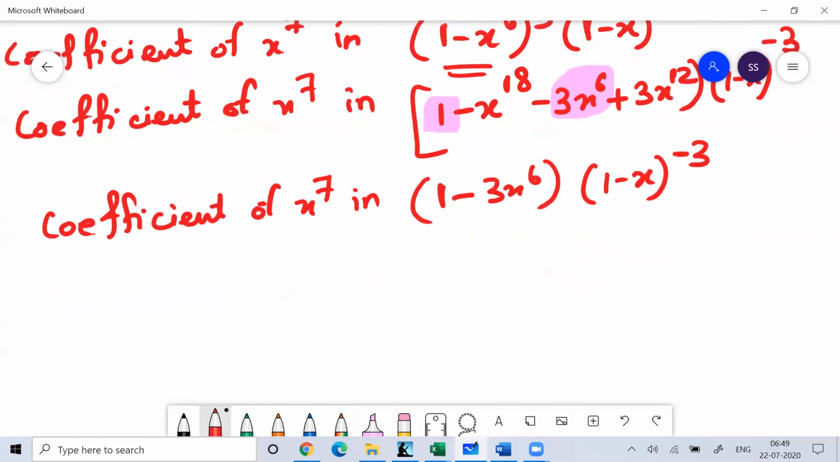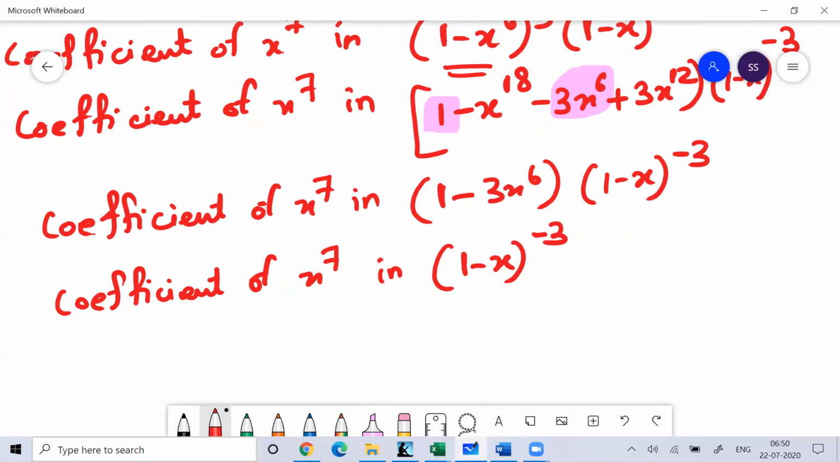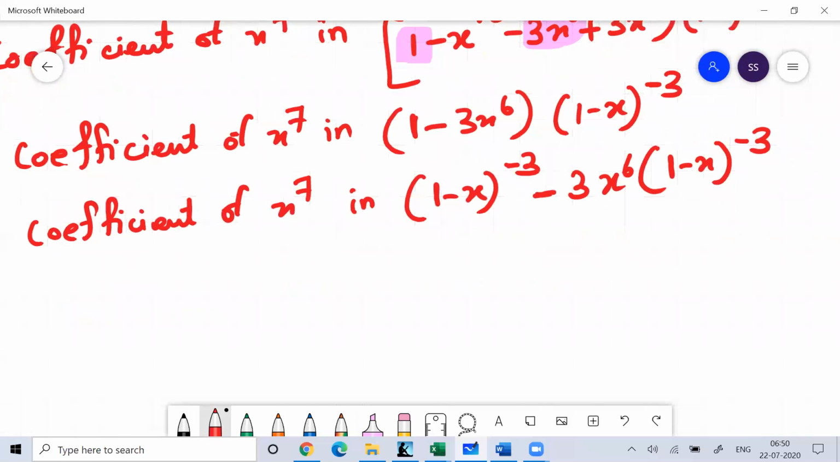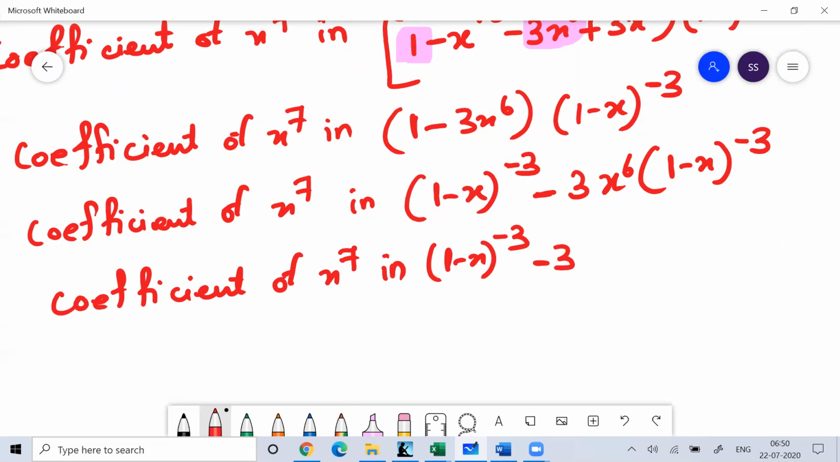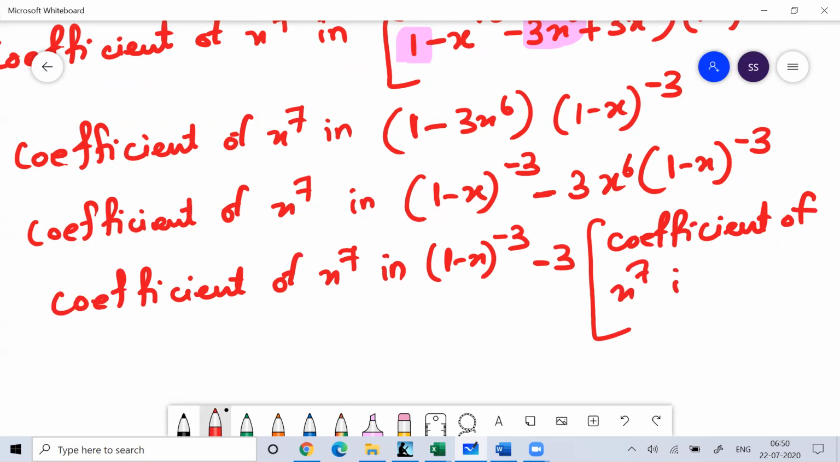So going further, I can solve this further. I can write the coefficient of x to the power 7 in, if I open the bracket, I'll get (1 minus x) to the power minus 3 minus 3 x to the power 6 into (1 minus x) to the power minus 3. So now I can search for the coefficient of x to the power 7 in (1 minus x) to the power minus 3, minus 3 times the coefficient of x to the power 7 in x to the power 6 into (1 minus x) to the power minus 3.